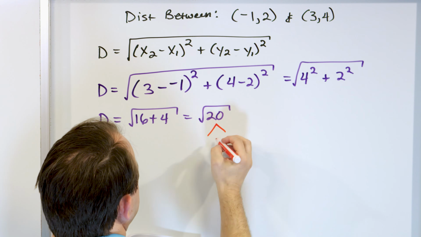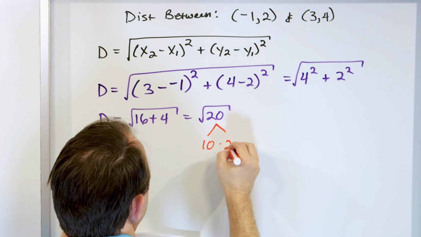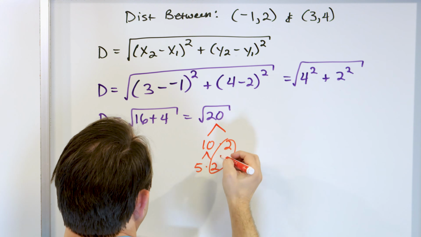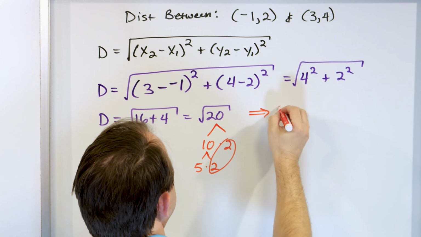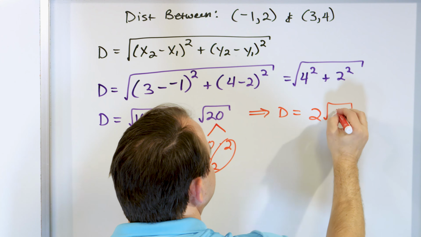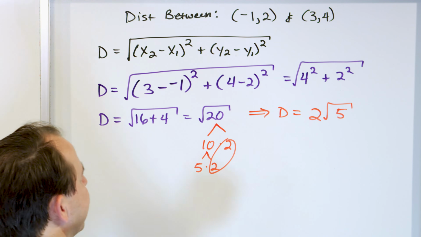Well, I can do a factor tree here, right? I can do 10 times 2 and 5 times 2. So I can circle a pair here. So what I'm going to get is the distance. This 2 comes out of the radical, square root of 5. 2 square root of 5, and that's the final answer.